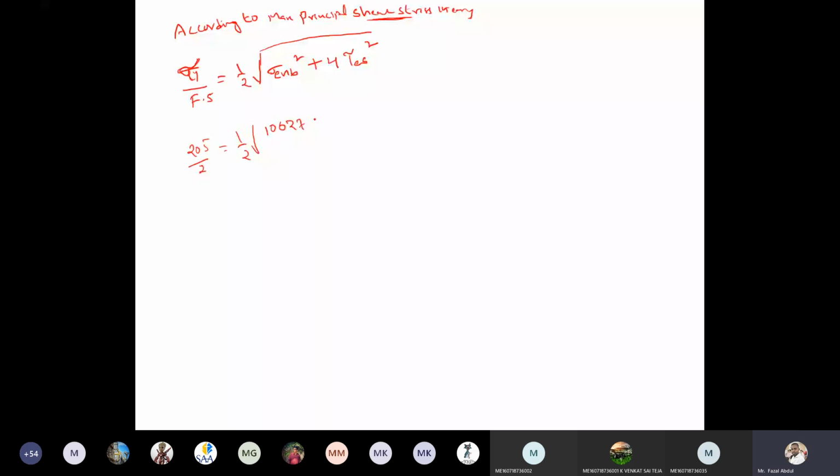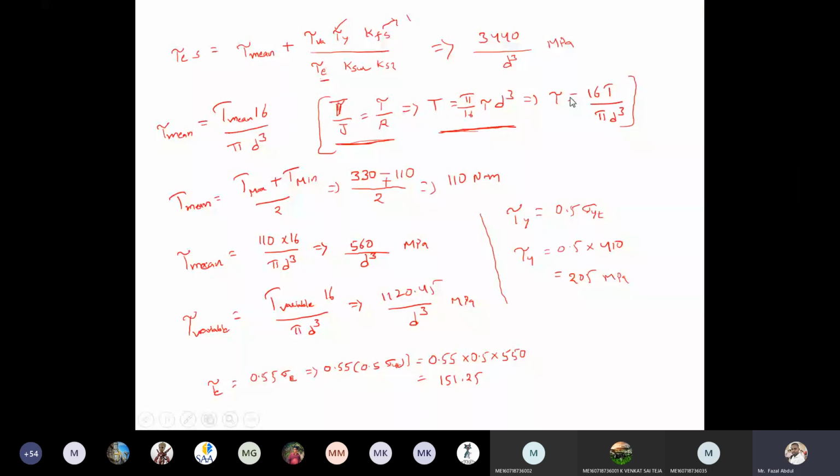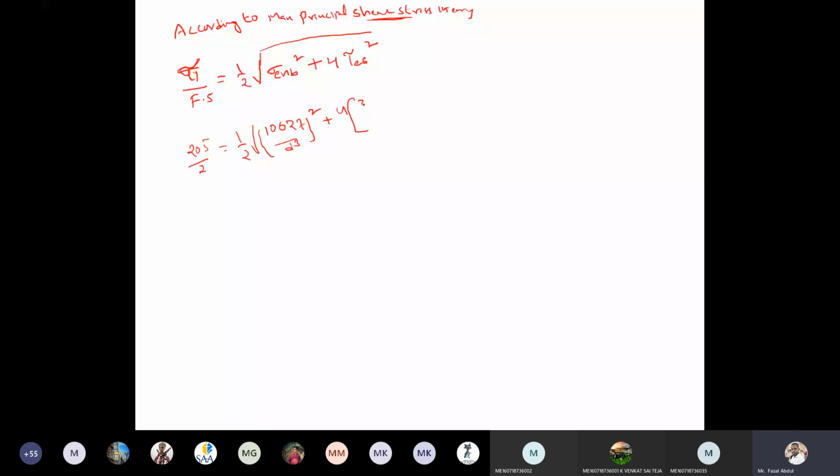By d cube whole square plus 4 shear square. How much shear do we have? Shear is 3440 by d cube, d cube whole square complete. Now, if you simplify, you will get the answer D in terms of meter.